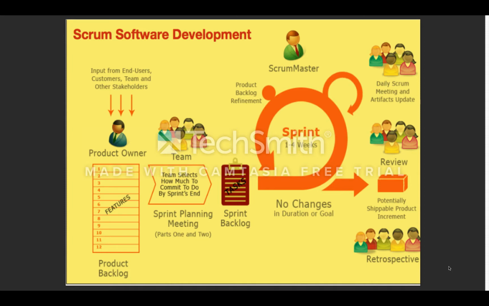The team spends about 2 to 4 weeks designing, coding, testing the product before a potentially shippable product is released. There are daily Scrum meetings and updates to ensure that the project is on track to meet the deadline. The customers review the potentially shippable product, and then the process is repeated.